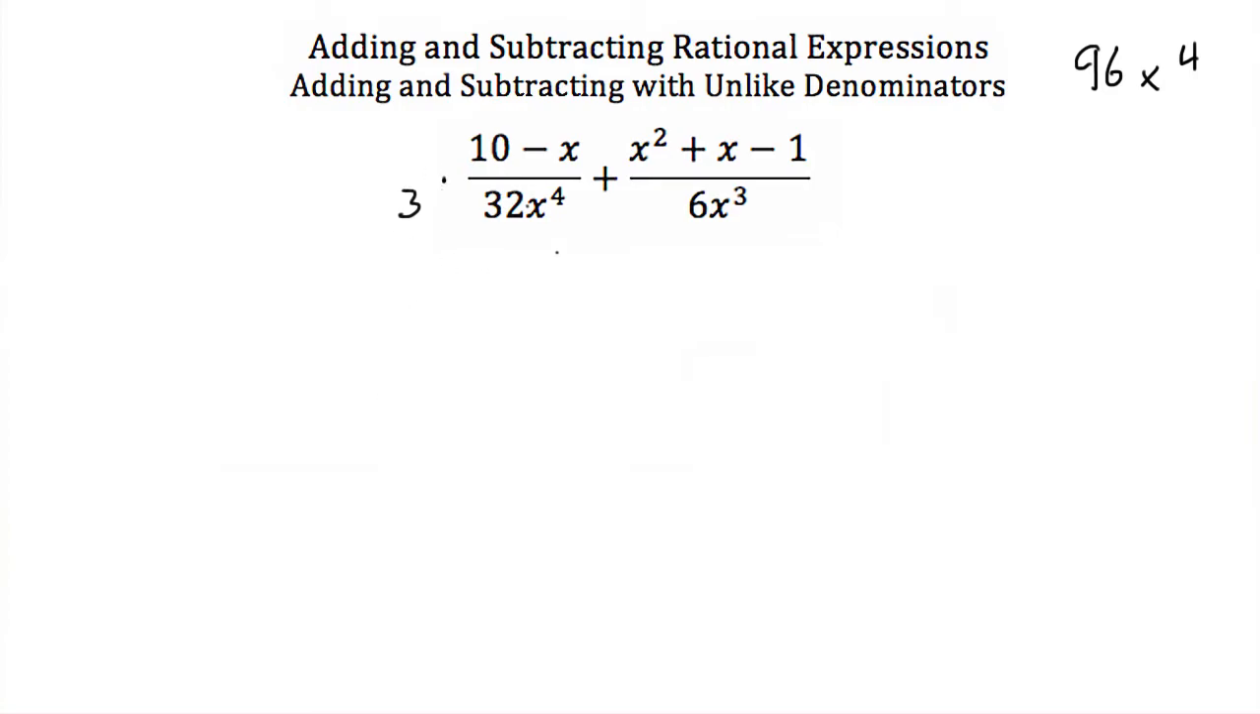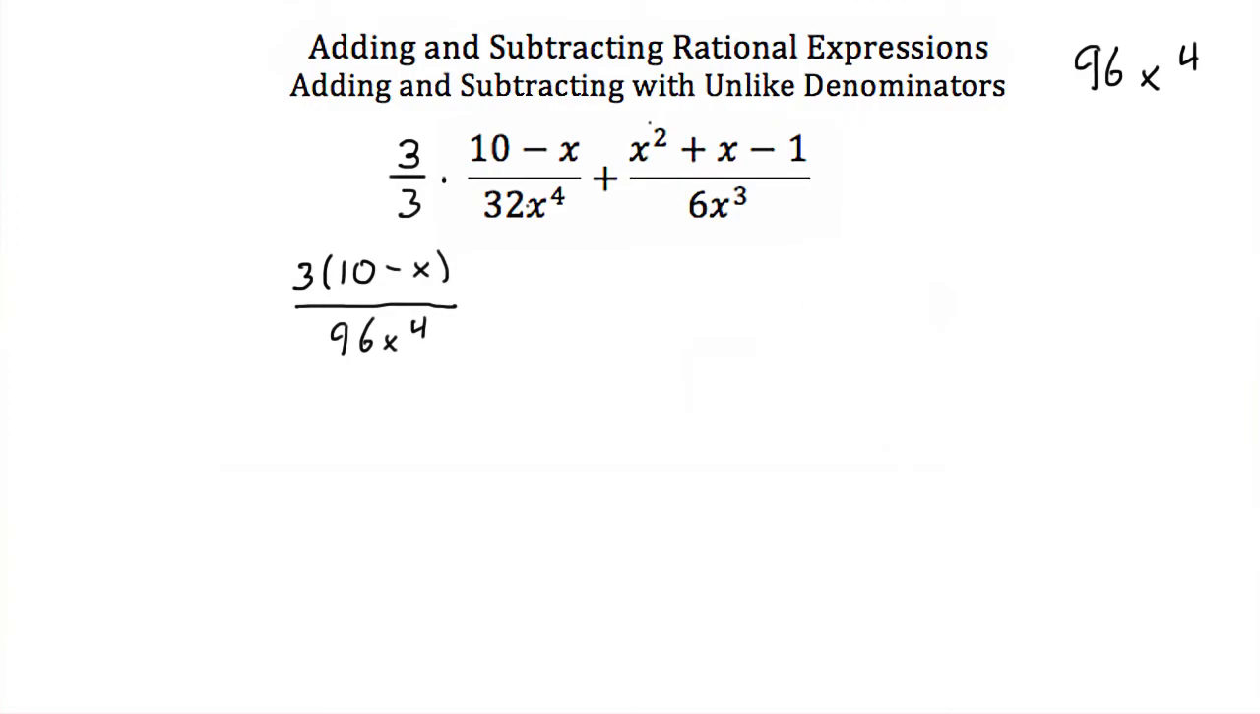But if I multiply my denominator by 3, I have to multiply my numerator by 3. Now I can do this because 3 over 3 is equal to 1. So even though I'm multiplying both my denominator and my numerator by 3, I'm not changing this term's value. This will become 3 times 10 minus x over 96x to the fourth.